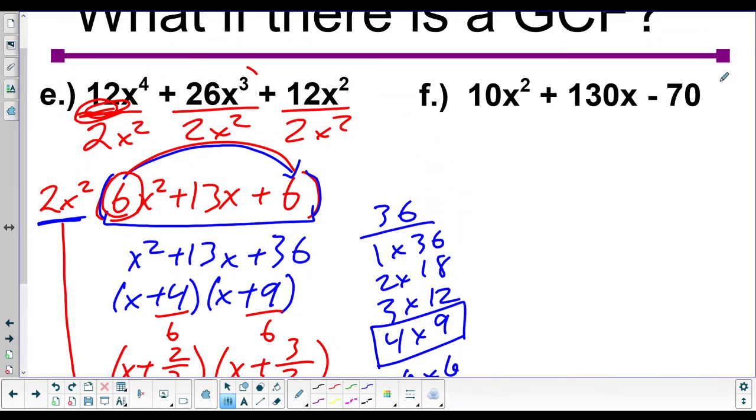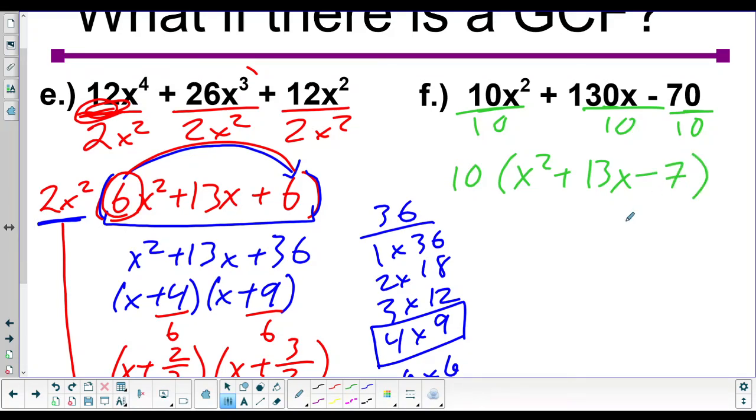All right, let's look at this one. I promise this one is not 6 steps. It's a little bit better than that. So GCF, we can take a 10 out of all these because they all end in 0. So we're going to divide by 10. So 10 goes in front. We have x squared plus 13x minus 7. Now we try and factor this.